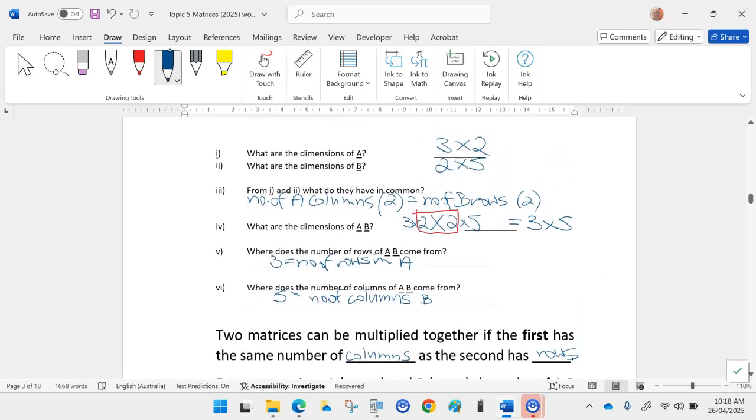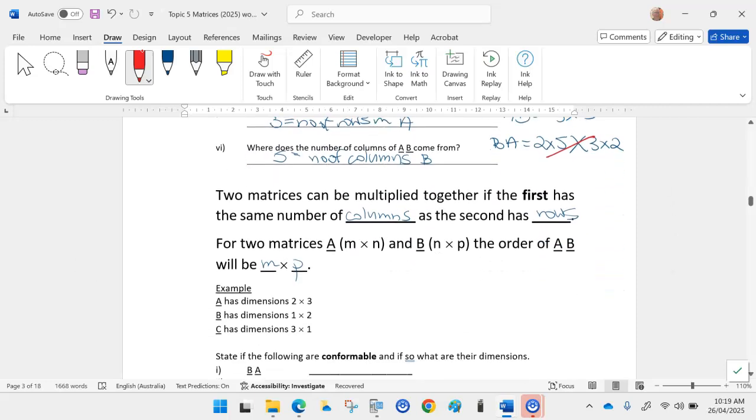For example, in this case, if I was to go BA, so we know AB works. AB will have 3 by 5. Can I find the product BA? Well, BA, if I swap around, would be 2 by 5 times 3 by 2. Can I multiply them together? Survey says no. B's got 5 columns. A's got 3 rows. They're not the same. You can't multiply B times A. You can swap them around. A times B works. B times A does not.